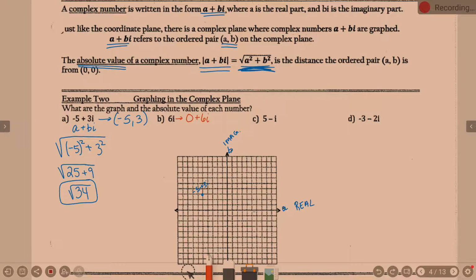0 plus 6i. Is 0 plus 6i the same as saying 6i? Yeah. And now it's in that form of a plus bi, isn't it? Obviously 6 is our b value because that's the imaginary one. The real value is 0. So this ordered pair you can think of as 0, 6. How do we graph 0, 6? You go up 6. Left or right 0, up 6. And so that I'm going to say is 6i.